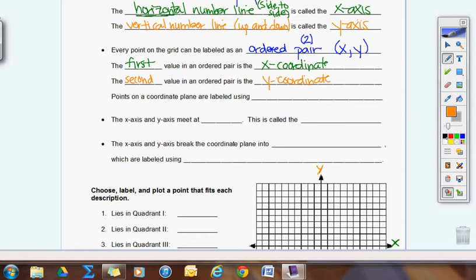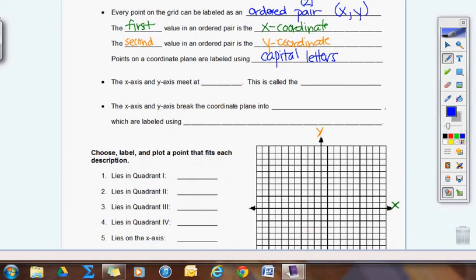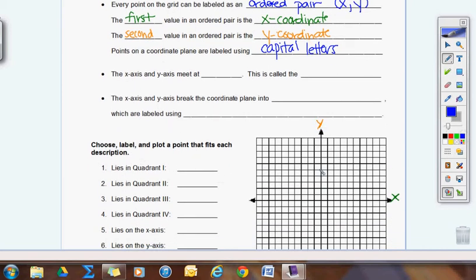Ordered pairs or points, when we label them on the rectangular coordinate plane, we use capital letters to label an individual point. Capital letters. Okay. If you look at where the x and y axis meet, where they intersect, and I wish it was a little bit darker here to see where that was, it didn't come out very well, the x and y axis meet at the point with coordinates 0, 0. Right there, this point right there is the point 0, 0.